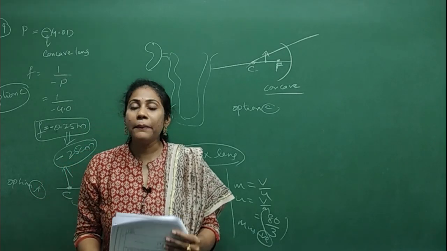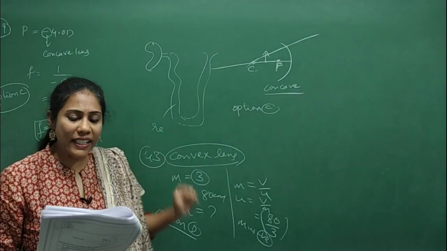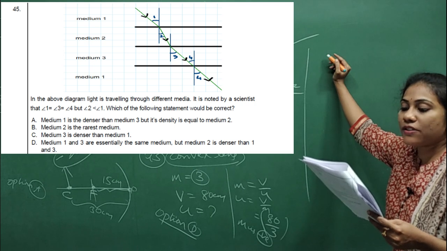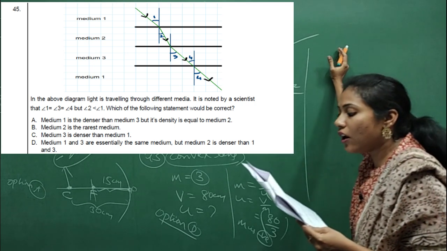And coming to the 45th question, guys, it's very simple and conceptual. You must carefully understand the diagram that they have given. They are asking which of the following statements would be correct. If you observe the diagram, just decide which is a rarer medium and which is a denser medium. You will get your answer. So, is medium 1 rarer or denser?